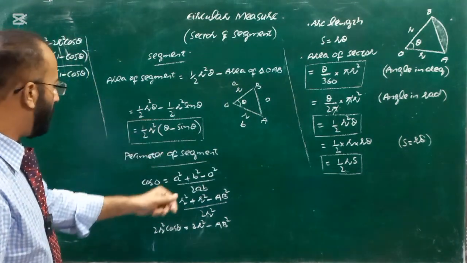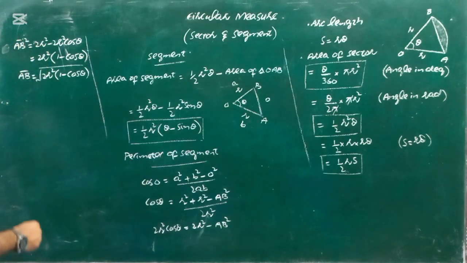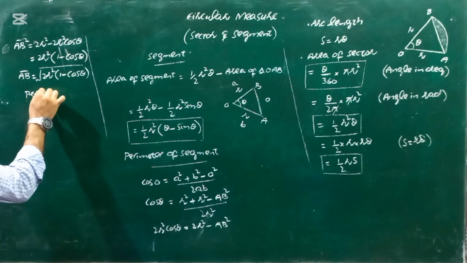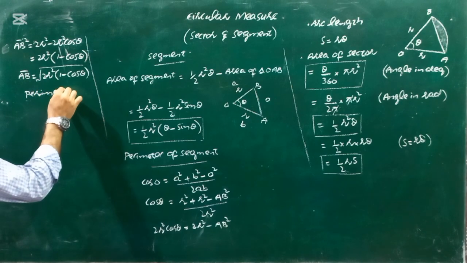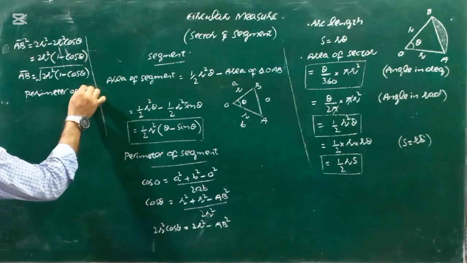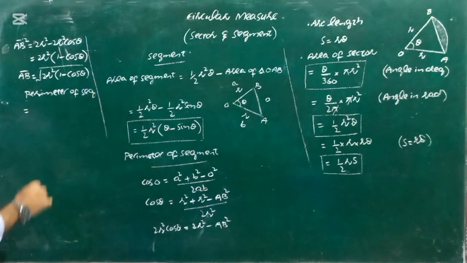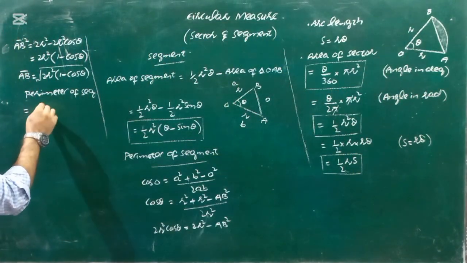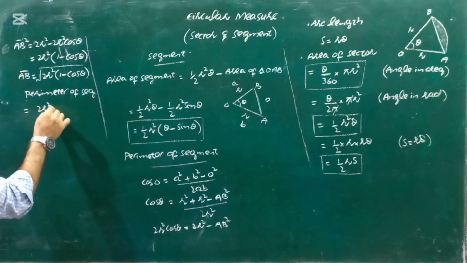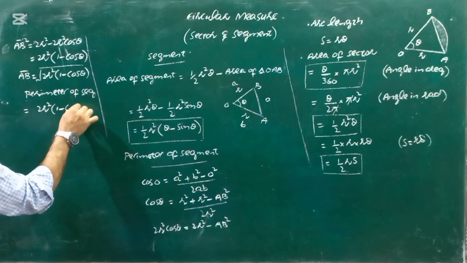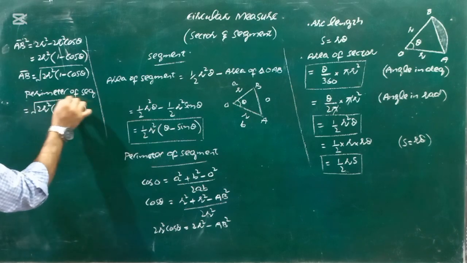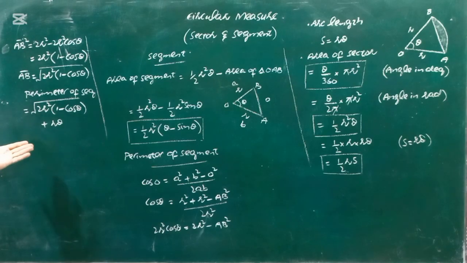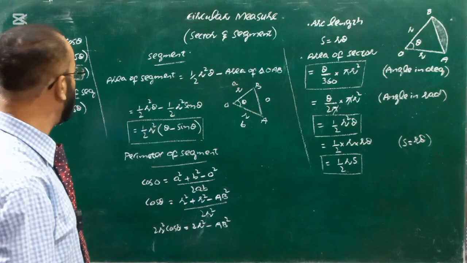Okay, finally, we are required to find the perimeter of the segment. So the perimeter of the segment will be equal to this side here, plus r theta will be added. So 2r square root of 1 minus cos theta, plus r theta. So this is the formula for the perimeter of this segment.